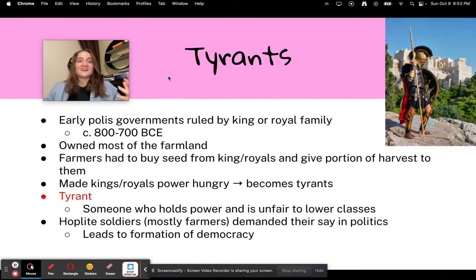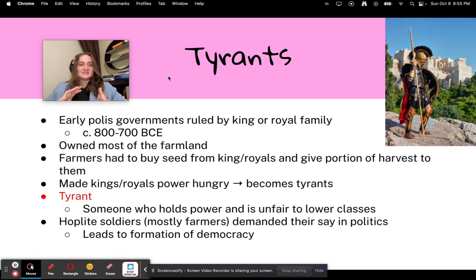All right, so tyrants. Before we get to tyrants, let me give you a little bit more background about what governments were like in early ancient Greece. Early poli governments were ruled by kings or a royal family, from about 800 to 700 BCE. Most of the time, these upper class people owned most of the farmland. And farmers, especially the really, really poor farmers, had to buy the seeds from their king or the royals, and then they had to give part of their harvest to the king and the royals.